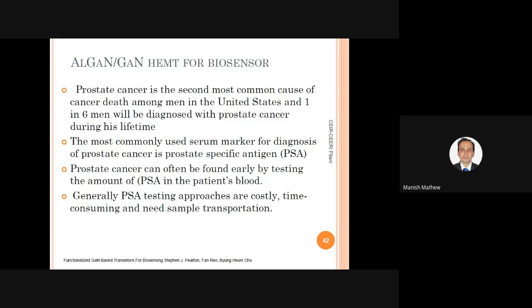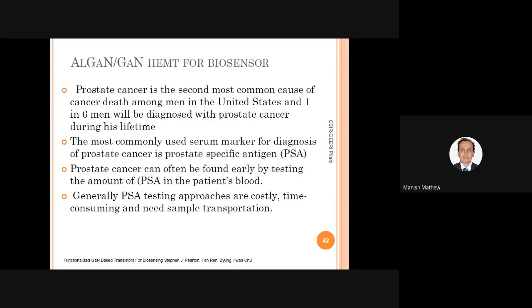So another thing where we use this is for prostate cancer. Prostate cancer is the most common cancer of death among men, especially in the US. One in 6 men will be diagnosed with prostate cancer during his life. The most commonly used serum marker for diagnosis of prostate cancer is prostate specific antigen. And prostate cancer can often be found early by testing the amount of PSA in the patient.